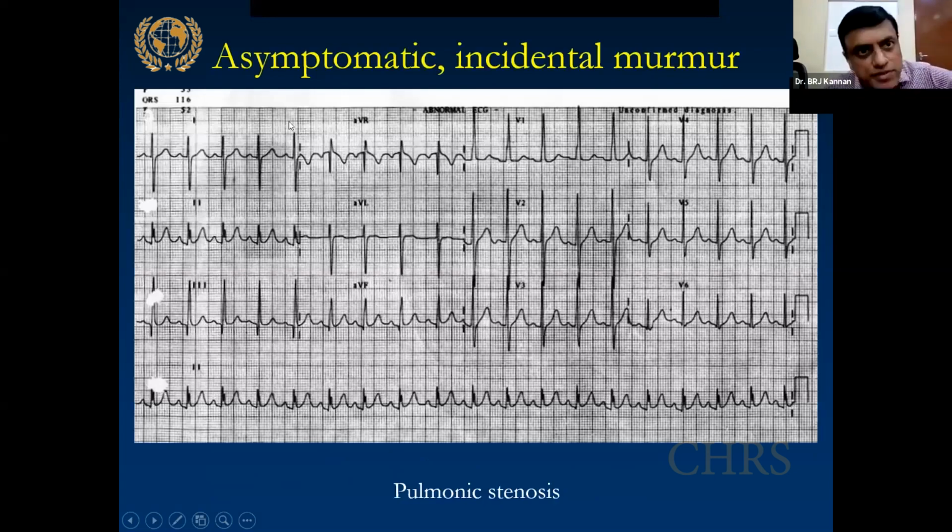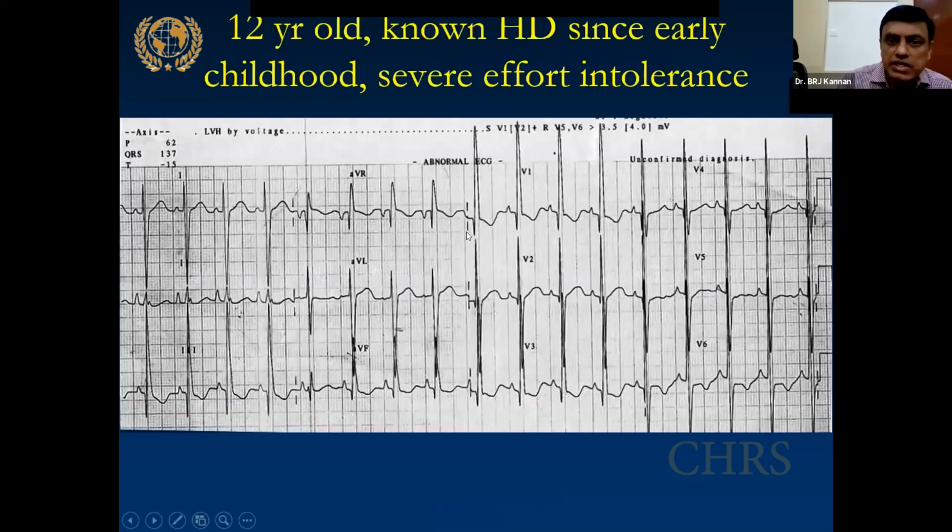This is another patient, a 12-year-old boy, known heart disease since early childhood, severe effort intolerance. Now what you see here: right axis deviation, some broadening of QRS and QR pattern in V1. As I said, if you have QR pattern in V1, that suggests systemic right ventricular pressures. Indeed, this child had suprasystemic right ventricular pressure. This child also had severe pulmonic stenosis.